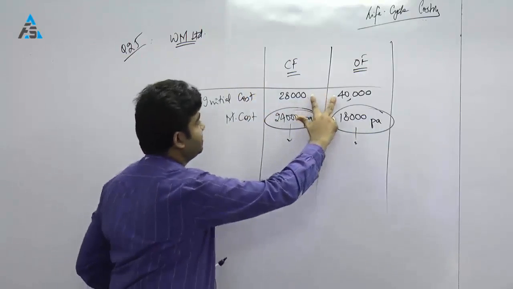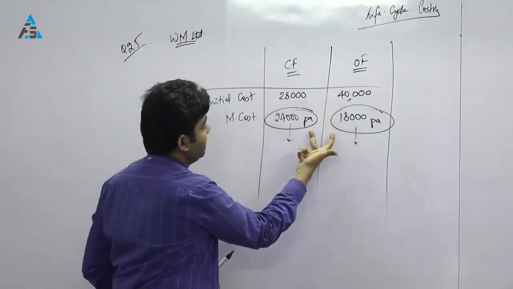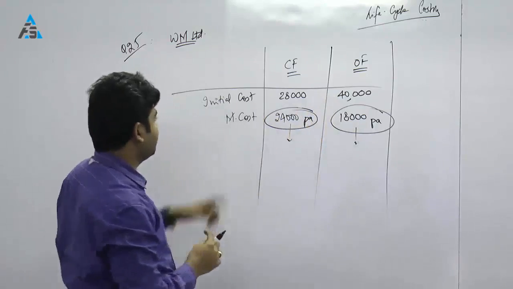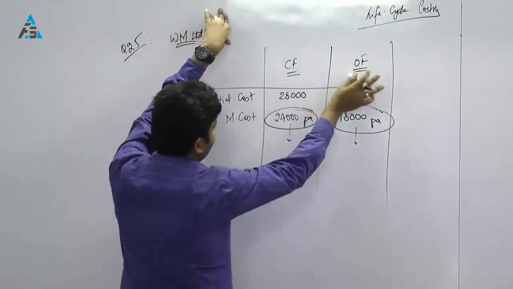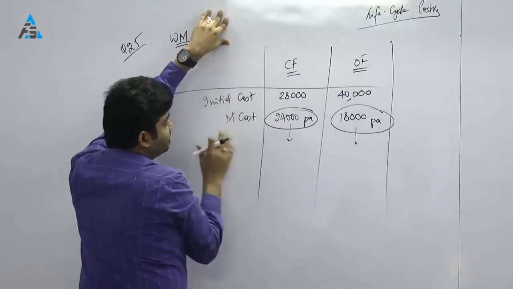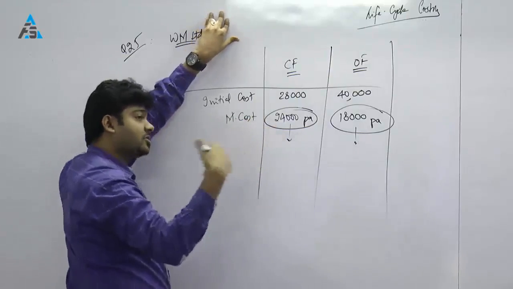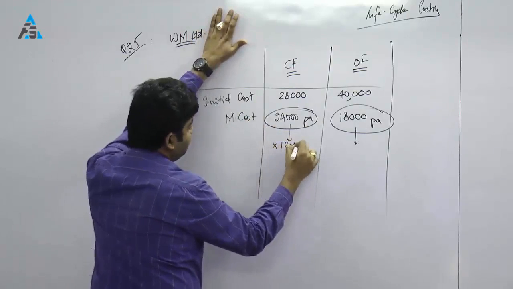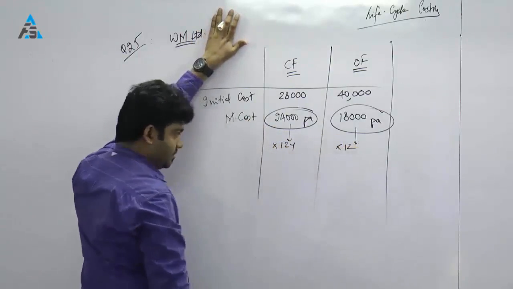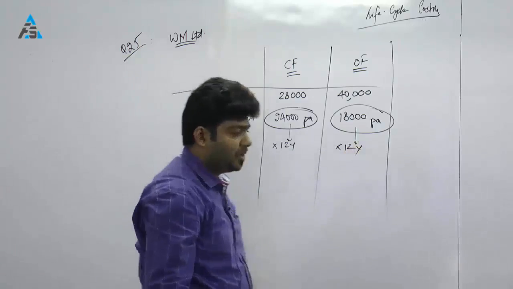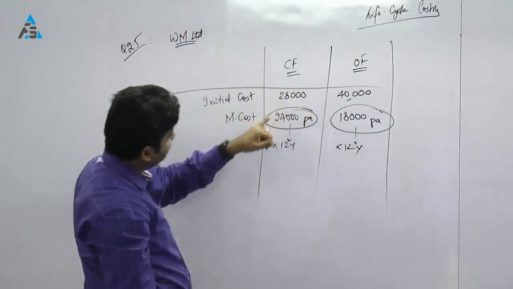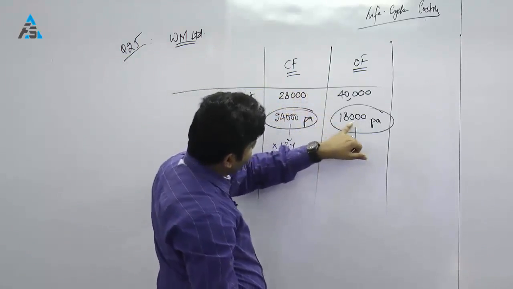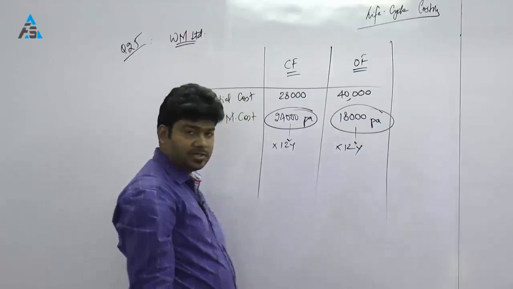But because one of the costs is higher here and one of the costs is higher here, that is where we are confused and we want to take a decision. So on the basis of initial cost, I will choose CF. Now let us add the maintenance cost as well. So 24,000 every year that we are going to incur. Ideally 12 years here and 12 years here is what we will multiply. So the life cycle cost will be 24,000 into 12 plus 28,000, and 18,000 into 12 plus 40,000.